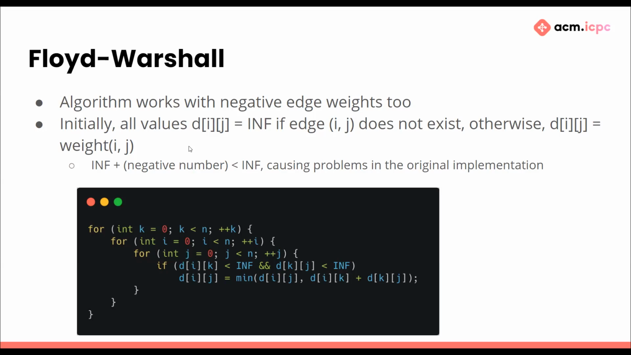But fortunately, we only need to change one line of code in our implementation, and that is adding this if condition here. We only need to check if the distances i to k and k to j are both less than infinity. In this case, that means both of them have valid paths, and so you can add them together, and we'll get a valid shortest path between i and j.